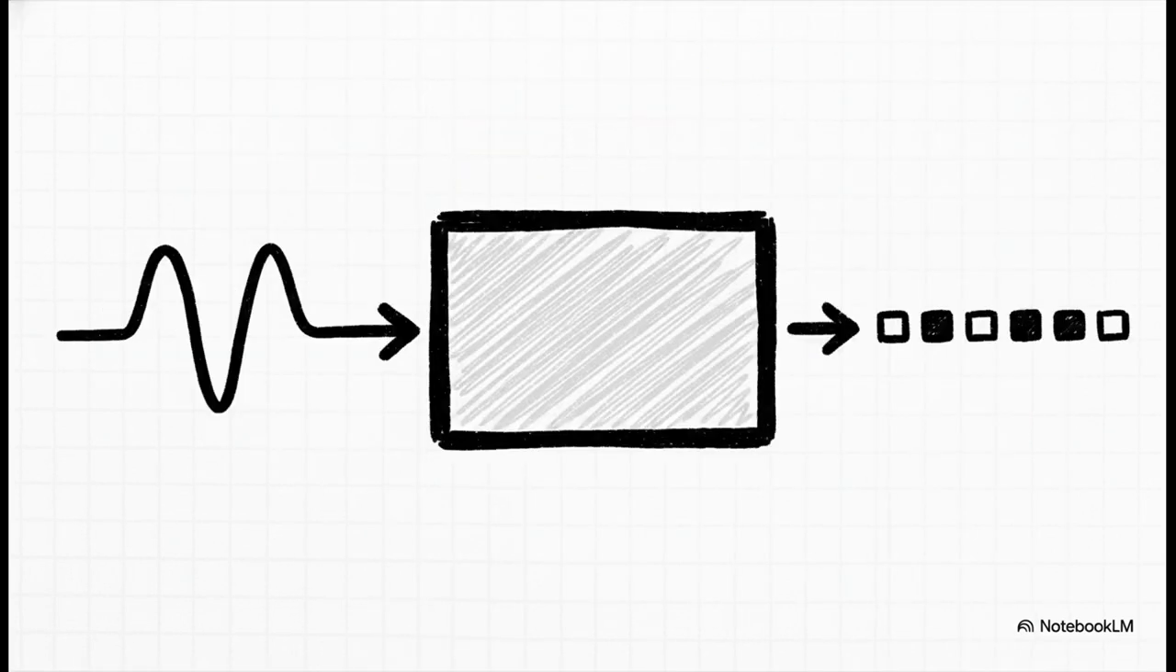Well, the secret is this absolutely brilliant process that acts kind of like a universal translator between the analog and digital worlds. It's called Pulse Code Modulation, or PCM for short. And honestly, it's the unsung hero behind pretty much every digital conversation you've ever had. So let's see how it works.